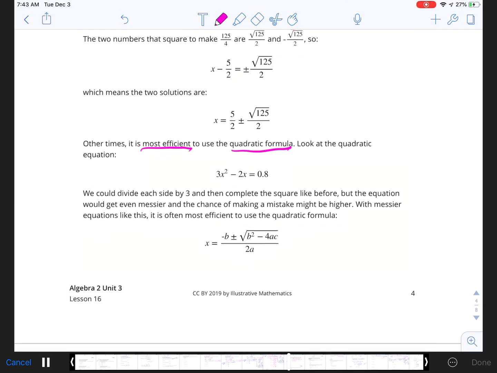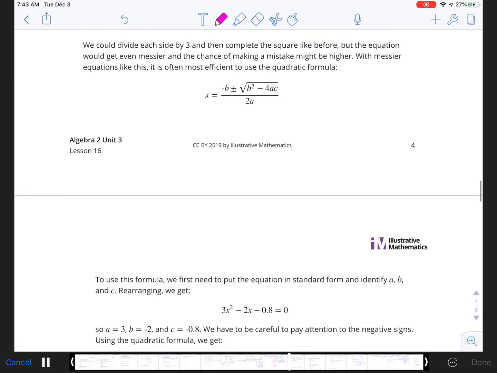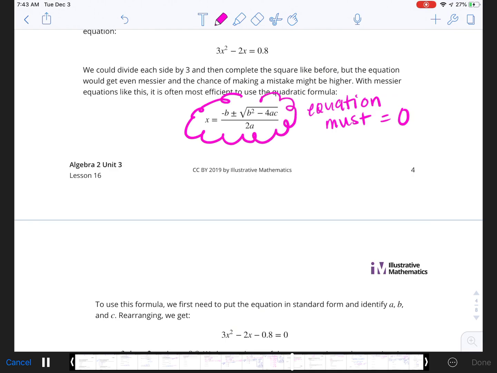So the quadratic formula, a big thing with it is you need to make sure your equation is equal to 0. So you're going to need to manipulate it so your equation is equal to 0. And your quadratic formula is something you need to memorize. In Algebra 1, you were asked to memorize it. It's been a long time. Here it is again. I am asking you to memorize it. x equals negative b plus or minus square root b squared minus 4ac over 2a.